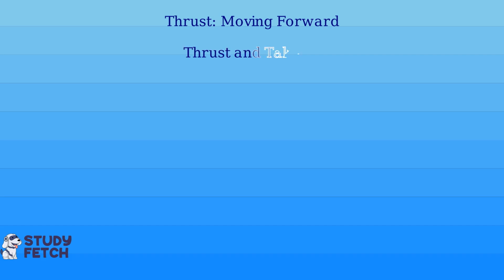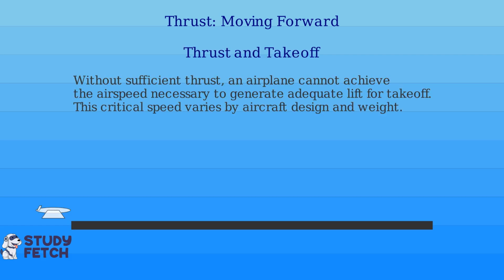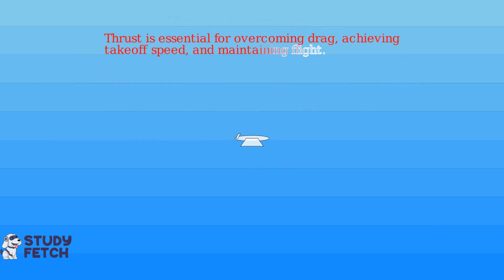Without sufficient thrust, an airplane cannot achieve the airspeed necessary to generate adequate lift for takeoff. As thrust increases, the aircraft accelerates along the runway until it reaches the critical speed needed for liftoff. Thrust is essential for all phases of flight, overcoming drag during takeoff, maintaining cruise speed, and controlling descent during landing.